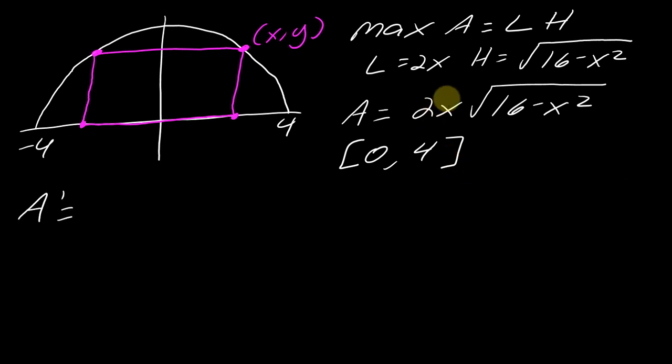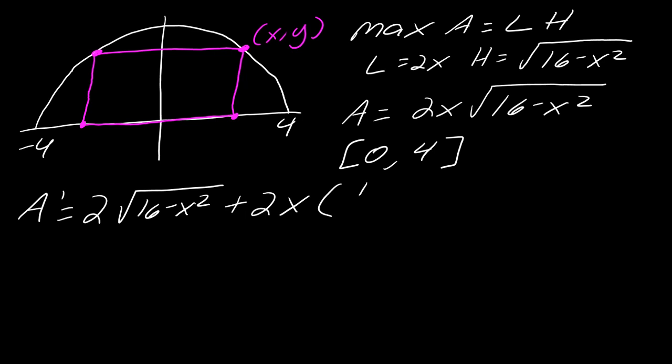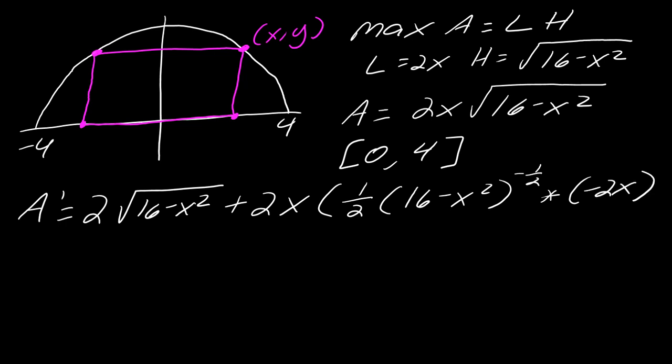So I've got to use the product rule here. It's a good old product rule. So this will be 2 times the square root of 16 minus x squared, and then this will be plus 2x times 1/2 times 16 minus x squared to the negative 1/2 times negative 2x. So we've got to simplify all of this. This is going to take us a moment, and it's worth our time to simplify this because this problem gets a lot easier if we simplify.